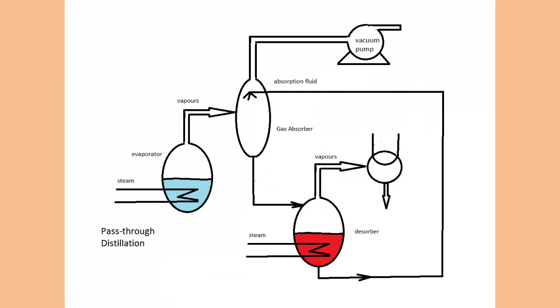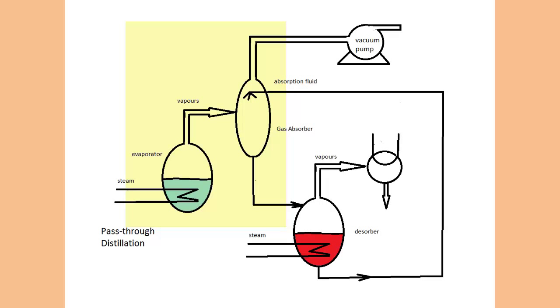Pass-through distillation is another way the decoupling may be achieved. The main evaporator and the absorber operate at very low pressure. For instance, water boils at around 30 C at an absolute pressure of 30 torr, or 1/25th of an atmosphere.